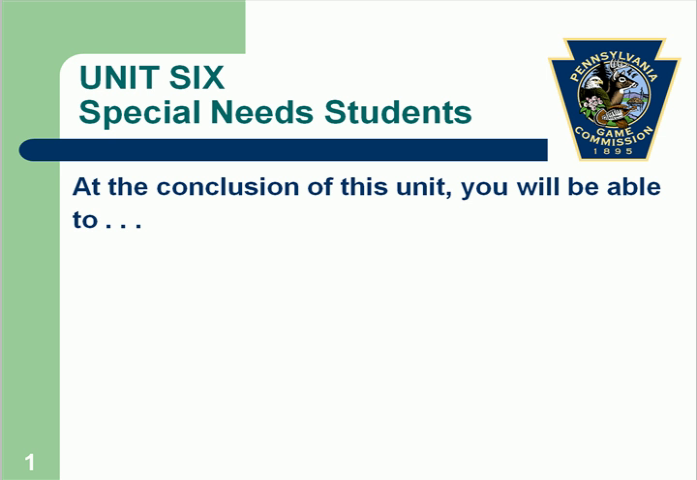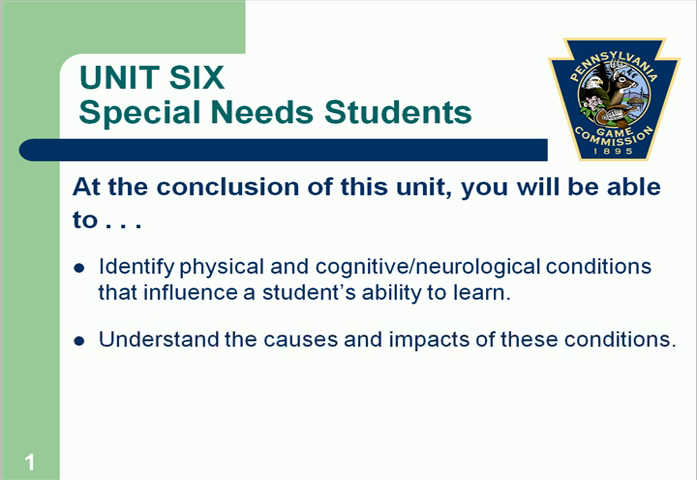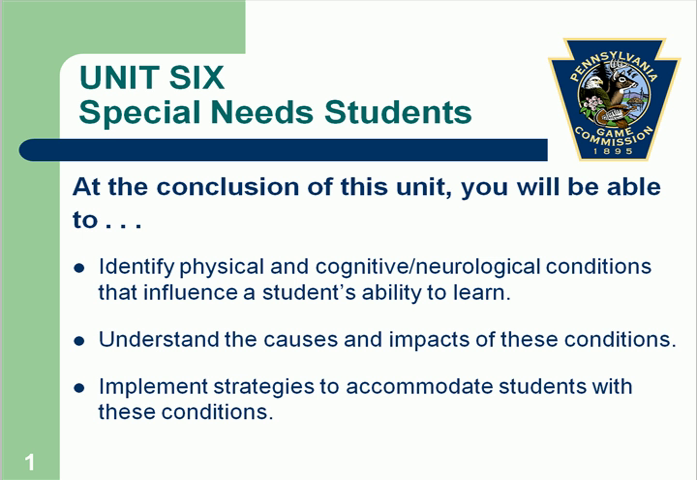Unit 6, Special Needs Students. At the conclusion of this unit, you will be able to identify physical and cognitive neurological conditions that influence a student's ability to learn, understand the causes and impacts of these conditions, and implement strategies to accommodate students with these conditions.